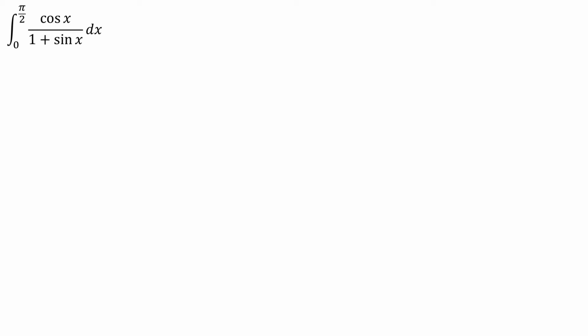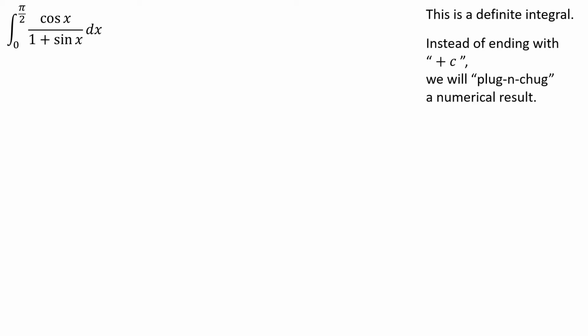And I'm like, well, the derivative of sine is cosine. And so I might be tempted to make u sine of x, but then I'm going to have 1 plus u in the denominator, and I don't know what to do with that. So instead of having u equal sine of x, I'm going to have u equal 1 plus sine of x. Right, now again, this is a definite integral because we're going from 0 to pi over 2. So we're not going to have a plus c. Right, we're going to need a numerical result at the end.